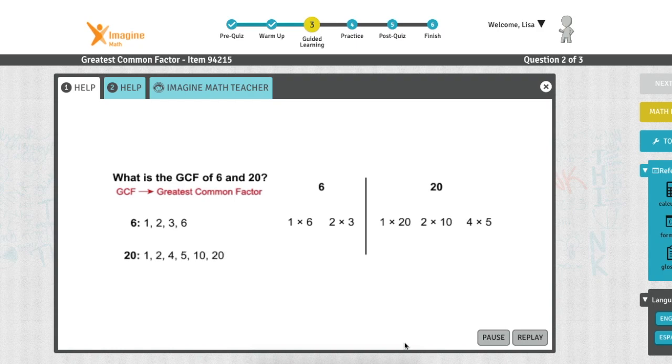The common factors of 6 and 20 are the factors that they both have. 6 and 20 both have 1 and 2 as factors. So 1 and 2 are the common factors. That means the greatest common factor of 6 and 20 is 2.